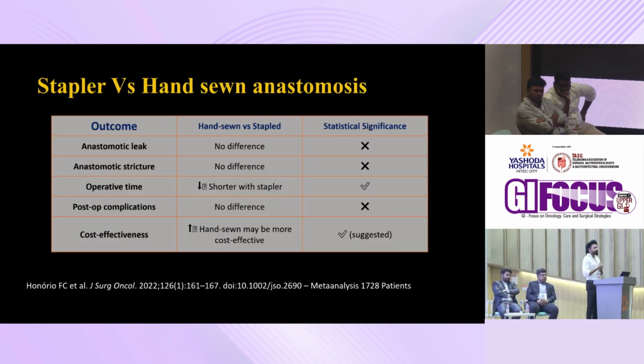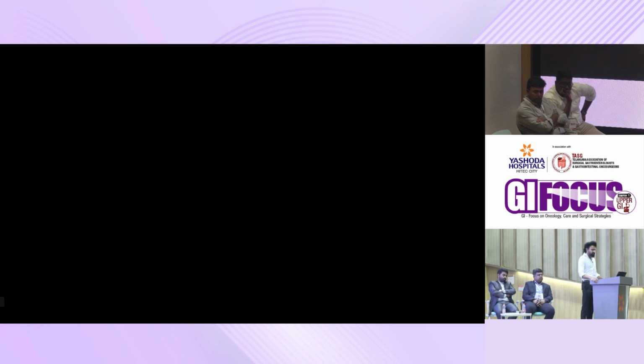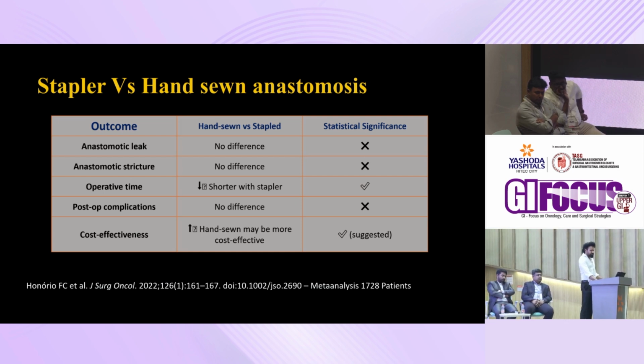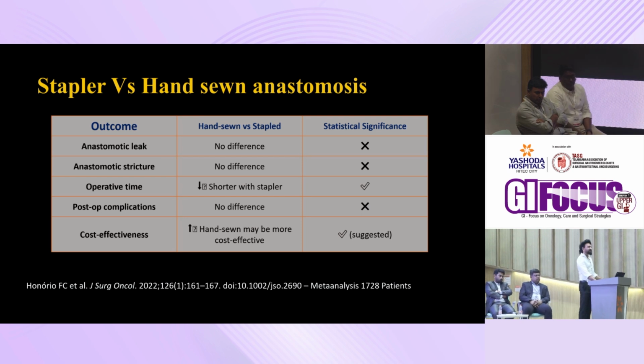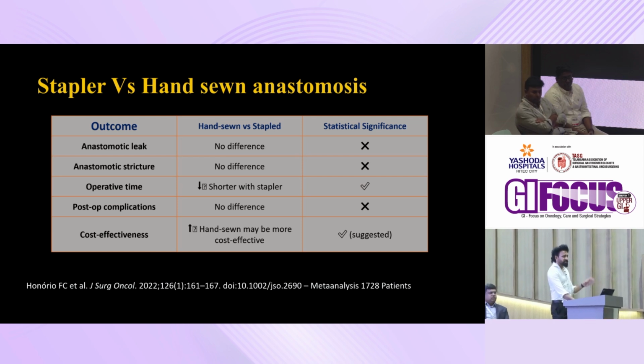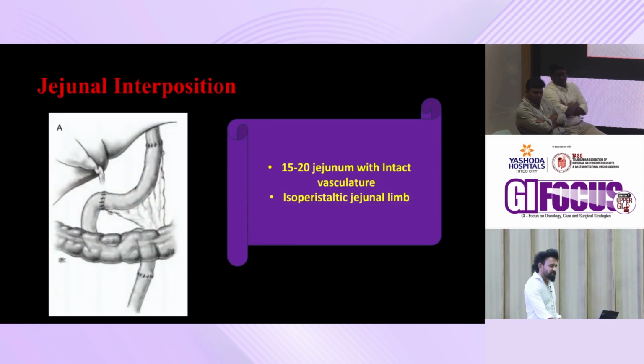What to be done? Whether to do hand sewn or a stapler? As you all know, with the stapler and hand sewn, there won't be any difference in anastomotic leak and anastomotic stricture, but there will be lesser operative time with the stapler, definitely with a higher cost. Whether to choose circular or linear stapler? With the circular stapler, it is proven that stricture and bleeding rates are high, but if you see the leakage, both are similar, and definitely linear stapler will be less costly than circular stapler.